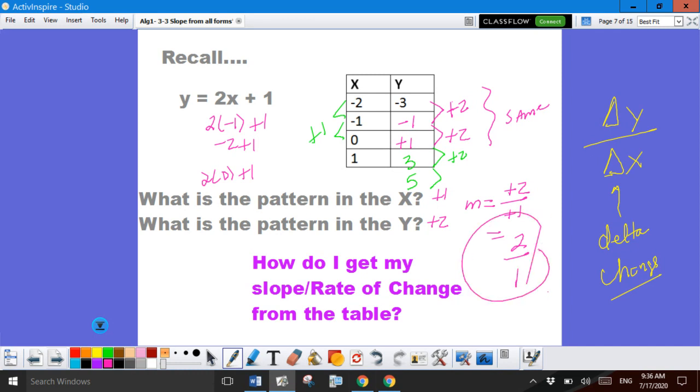So finding slope from a table is pretty simple. I'm just looking for patterns, okay? Now, to be linear, remember, the pattern has to be the same. So I cannot go up by 2, then by 3, then by 2, then by 3. That is not a consistent pattern on every single move. So if it's not consistent, it's not linear.